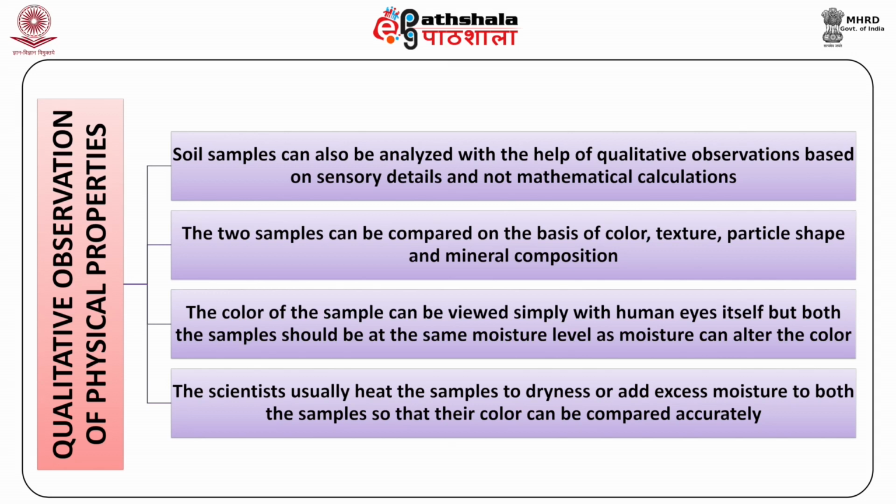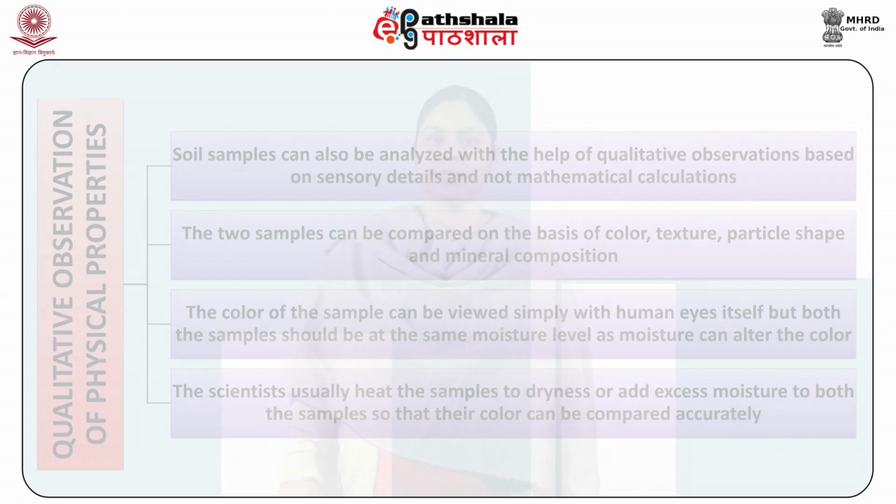In other words, the two samples can be compared on the basis of their color, the texture, the particle shape and the mineral composition. Now the color of the sample can be viewed with the human eye itself, but for that purpose the samples should be at the same moisture level, as moisture may change the color of the soil. For this, the scientists usually either dry the samples or add extra moisture to both the samples so that their color can be compared accurately.